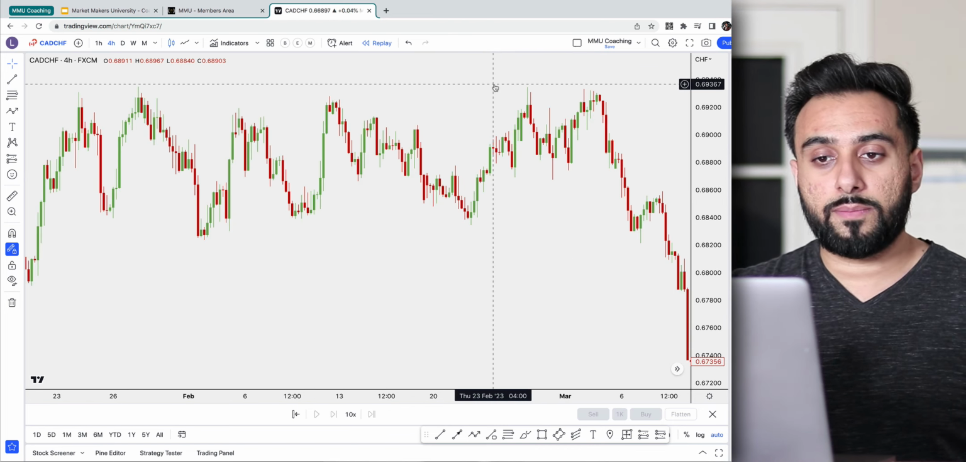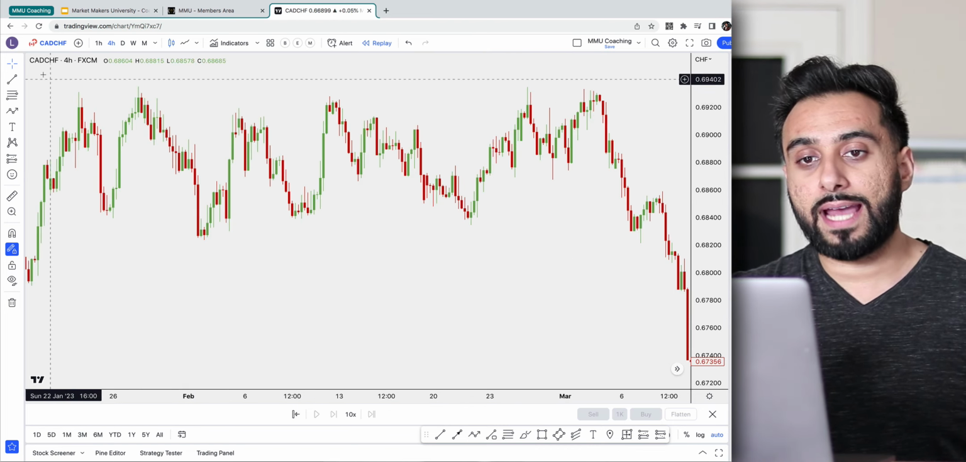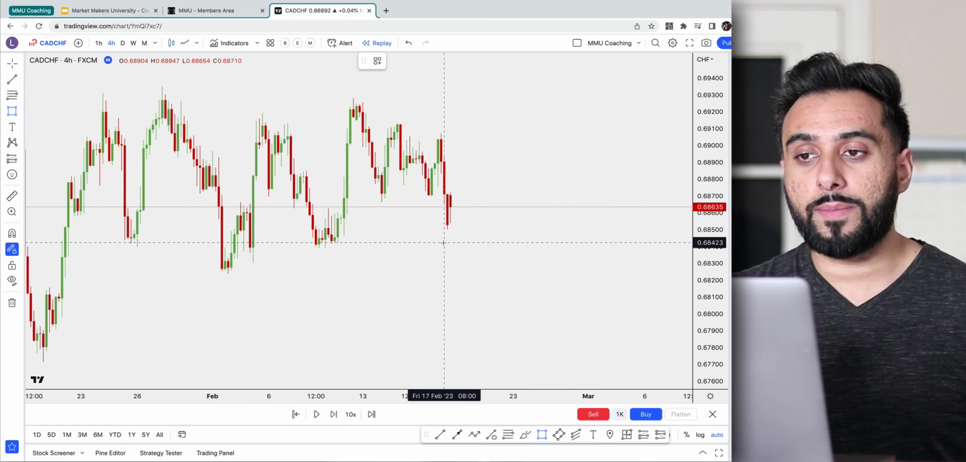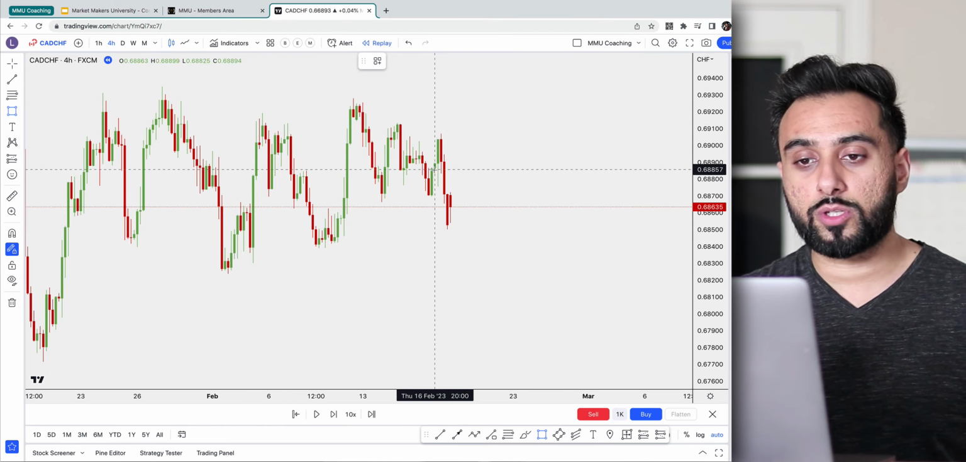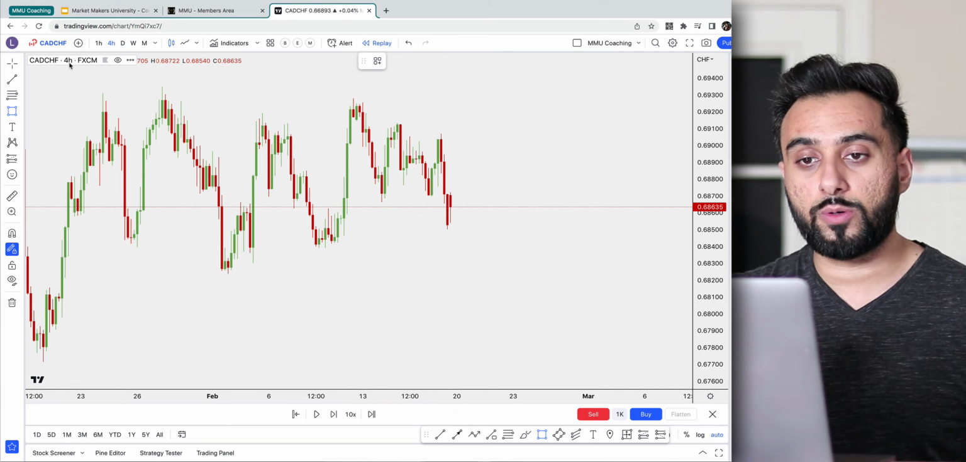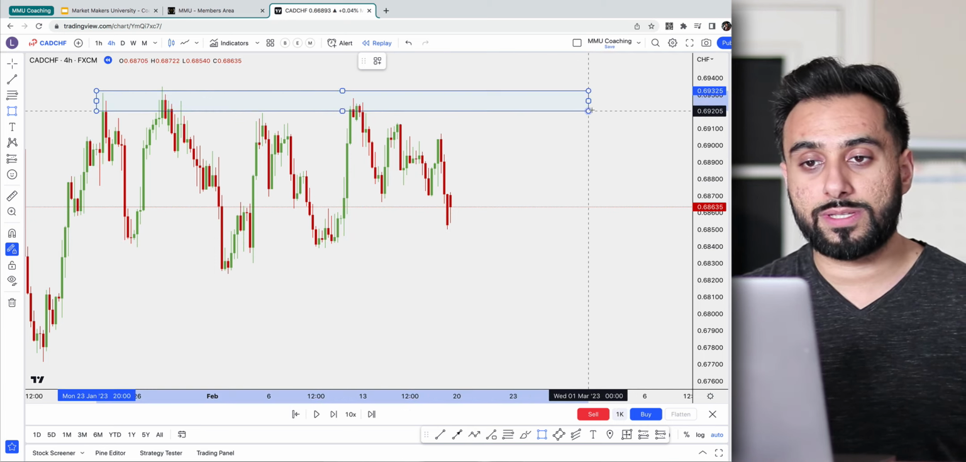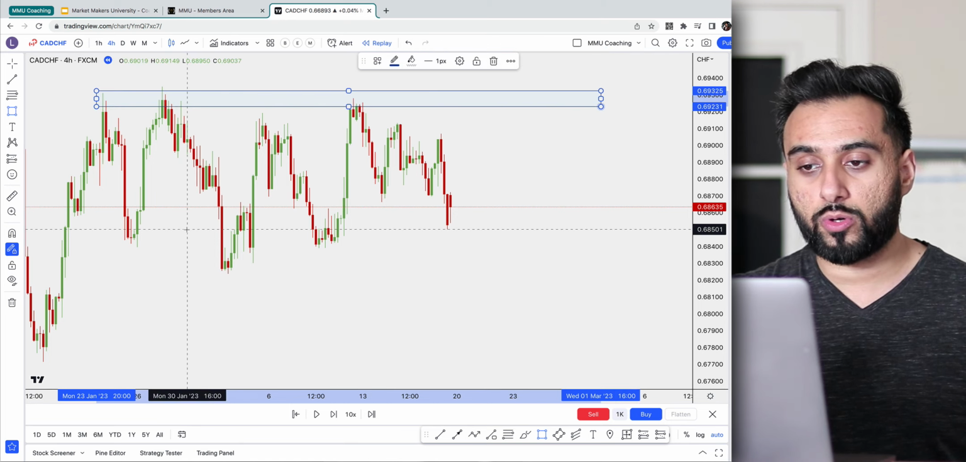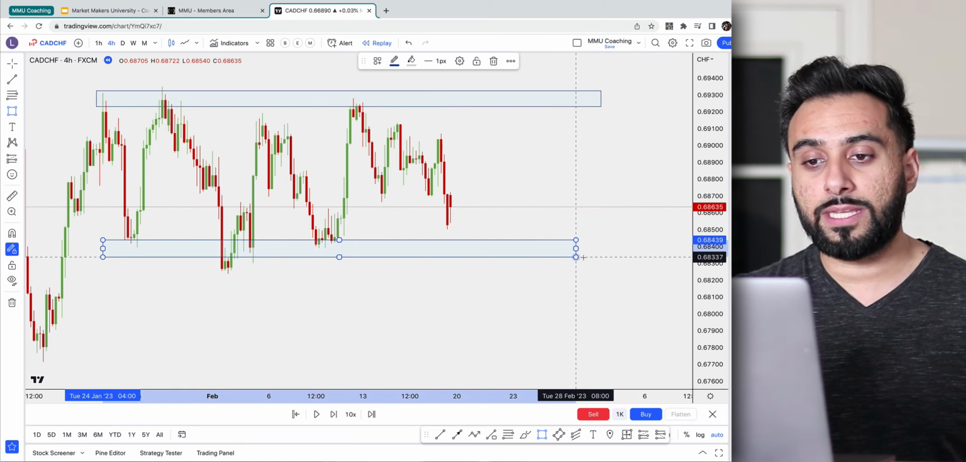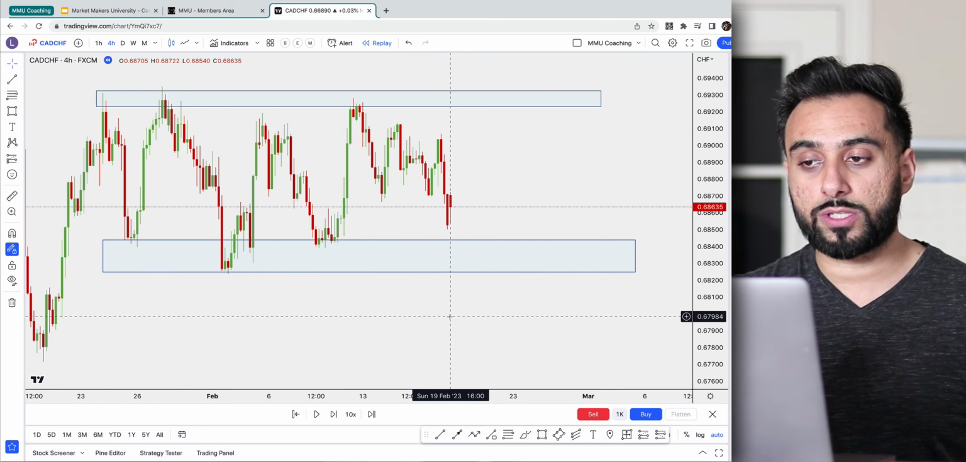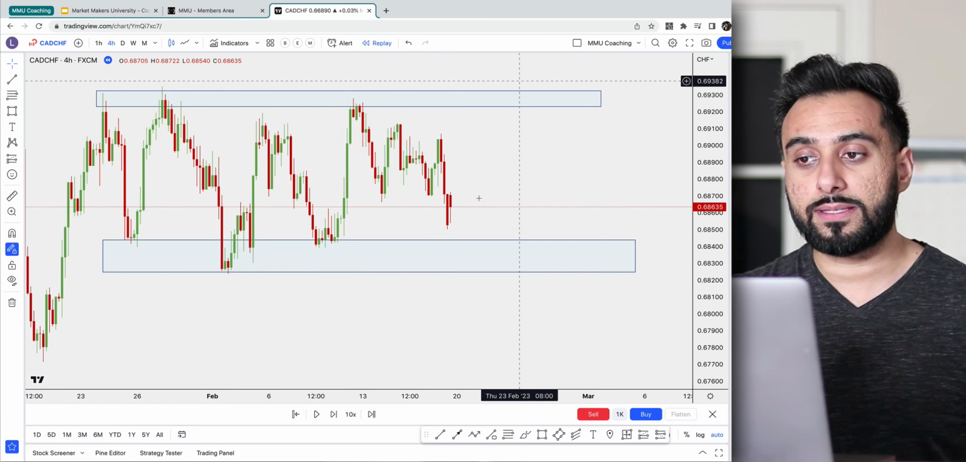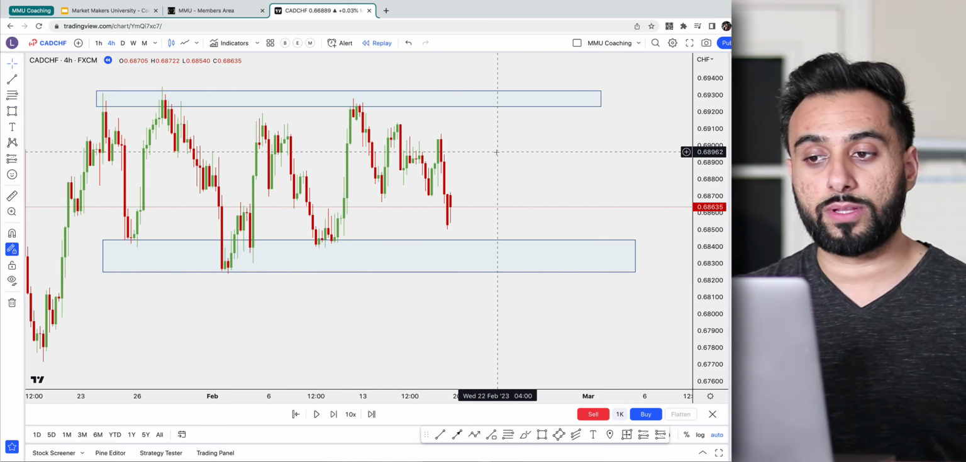So let me go ahead and give you some examples. Right now we're looking at CAD CHF on the 4-hour chart. Let me apply the replay mode so you can see how we would use the consolidation zone. Right here we will draw the resistance area, and here we will draw the support area. In between these two bands is what's called our playground. This is where we would possibly be entering the trades.